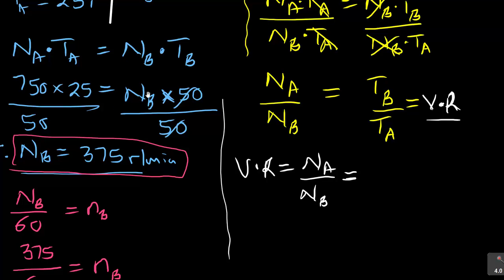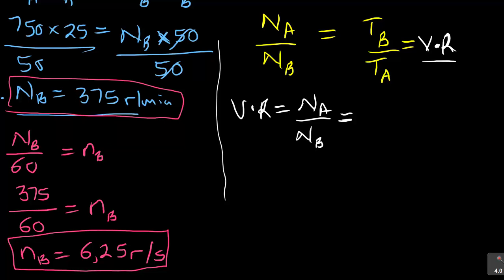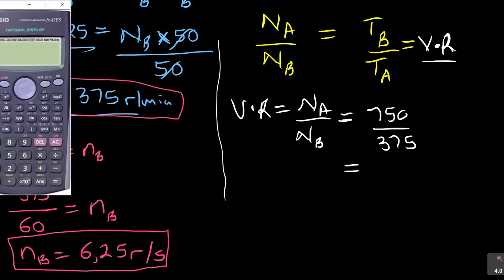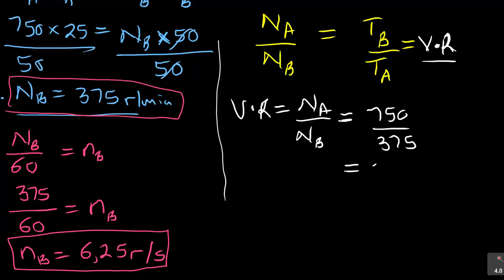Now, what is our NA? We said our NA was 750 and our NB was 375. You need to maintain the units, so it's 750 over 375, and then you get the answer there. If you're going to divide that, 750 divided by 375 is equal to 2. So you are seeing that this is 2, the answer that you get, but you say 2 is to 1. You must always leave your answer in ratio form. It's 2 is to 1.